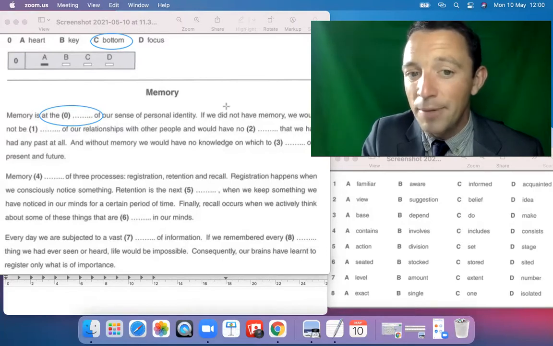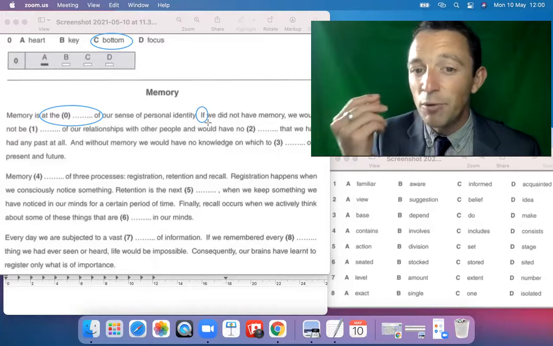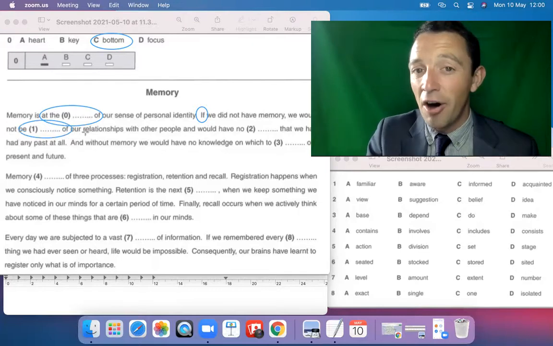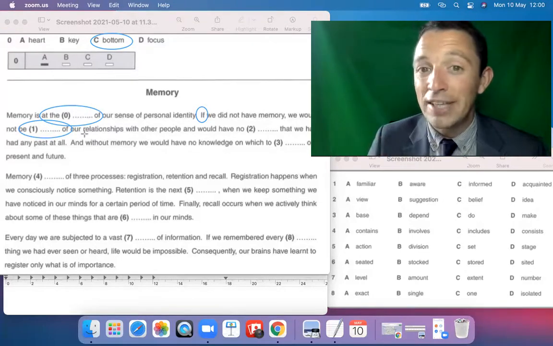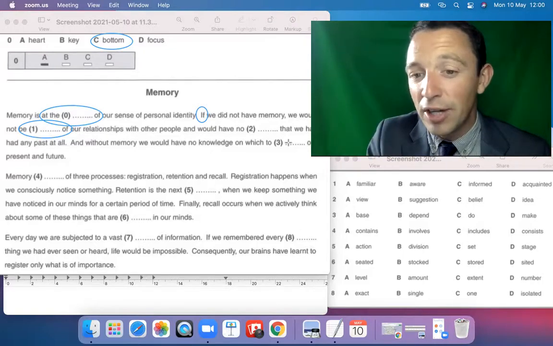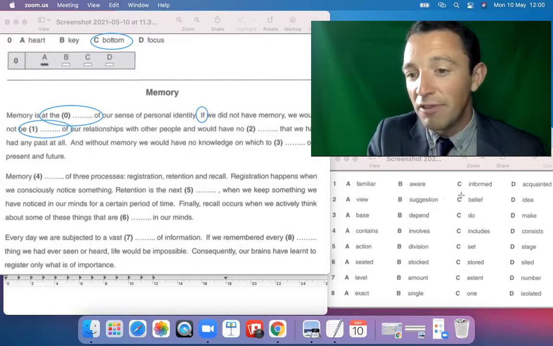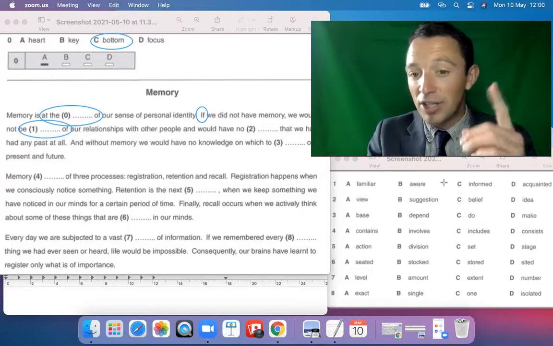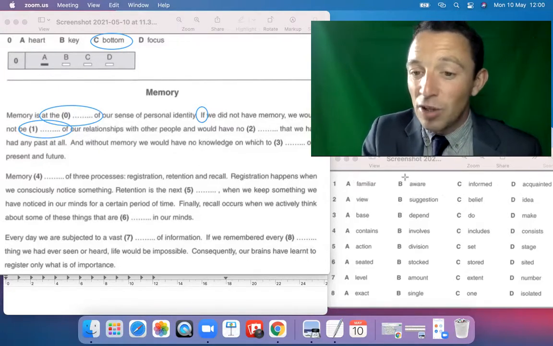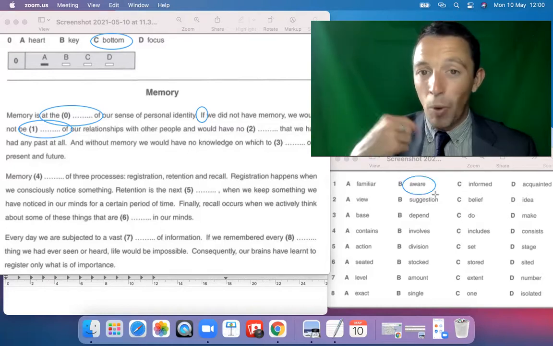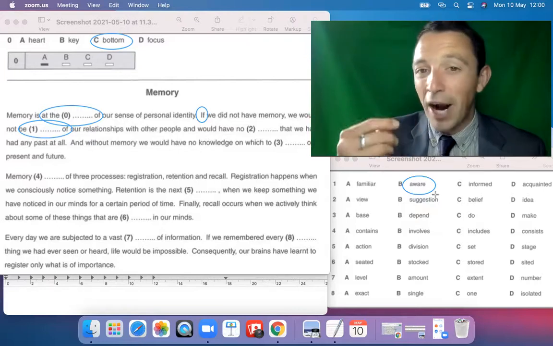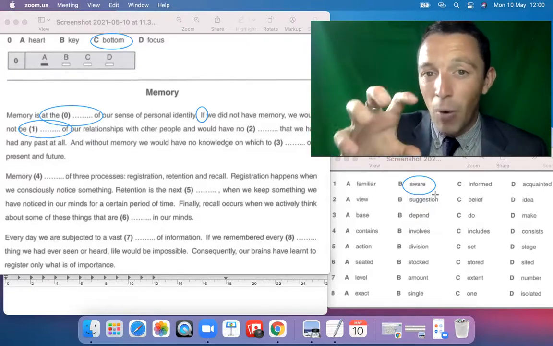If we did not have memory, so this is the conditional, if we did not have memory, we would not be, and the preposition here is the key, of, and this is the real secret that we need to try and identify. So the preposition of is really the big key. And if we look at the options, it's familiar of, aware of, informed of, or acquainted of. And the really typical structure is aware of. I am not aware of the weather. I am not aware of the problem. I am not aware of the situation. It's really, really common. Aware of.